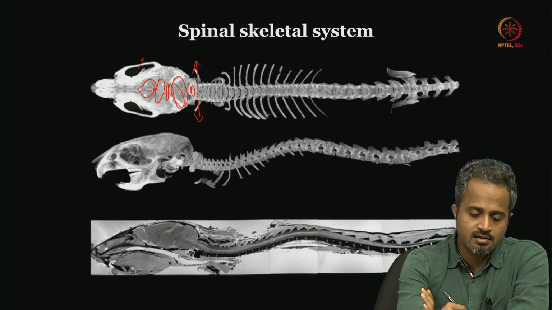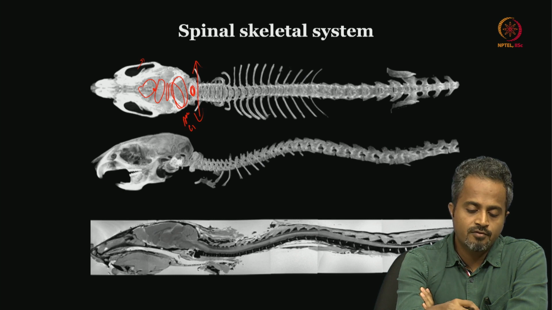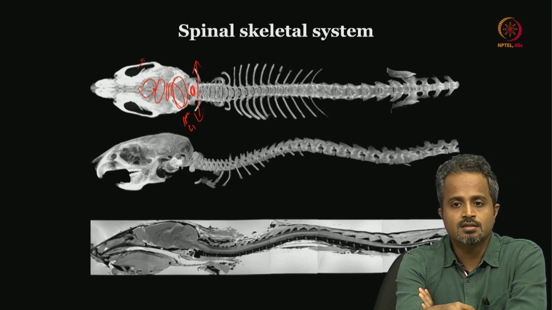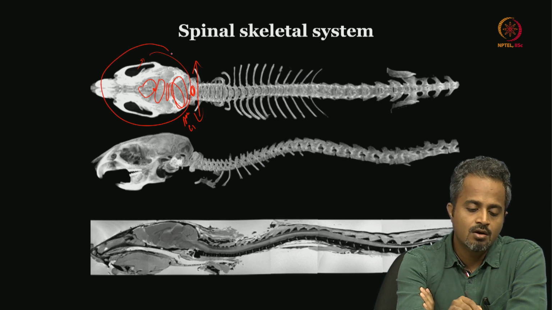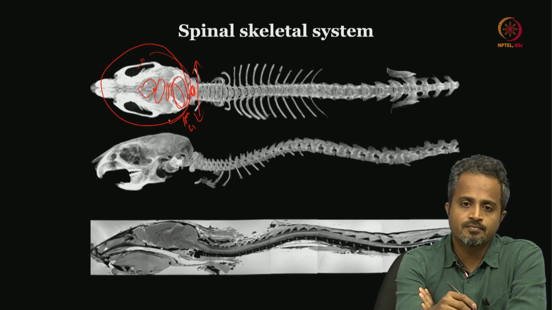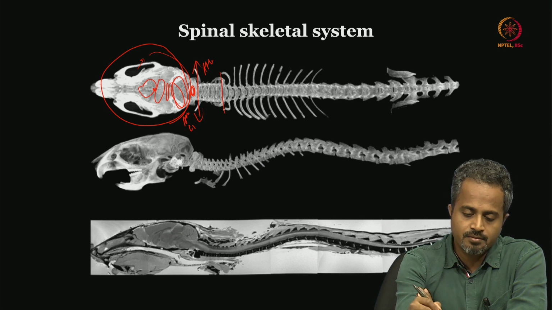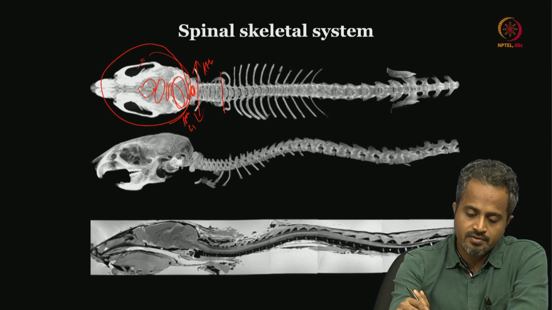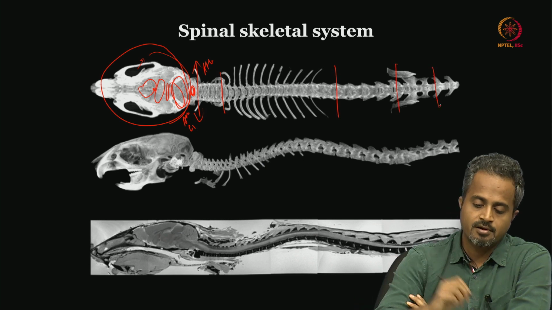From here starts the atlas. Atlas is C1, the first cervical vertebra, and if you all remember the terminology atlas from the Greek mythology, which is holding a globe, that is the cranium, and that is how the terminology has evolved as atlas, which is holding this globe. So from then onwards it is all cervical vertebra, as I said, and there will be some other thoracic vertebra, lumbar, sacral and coccygeal vertebra.